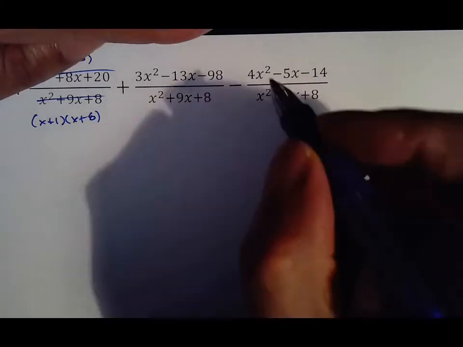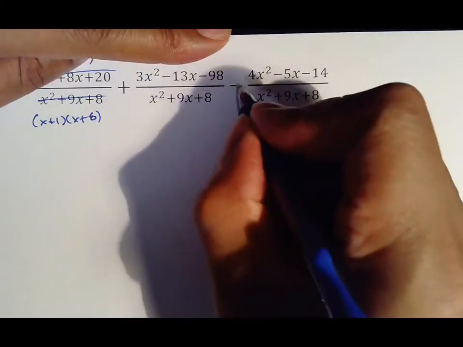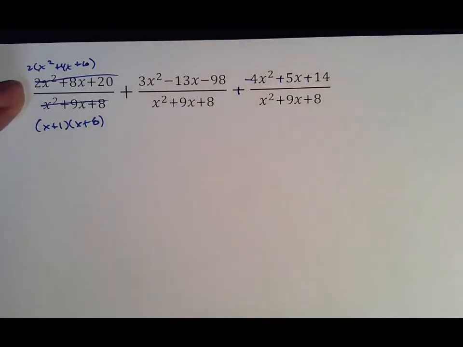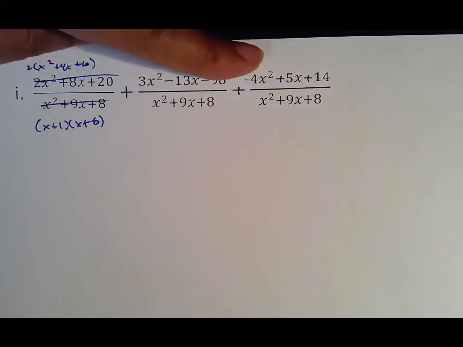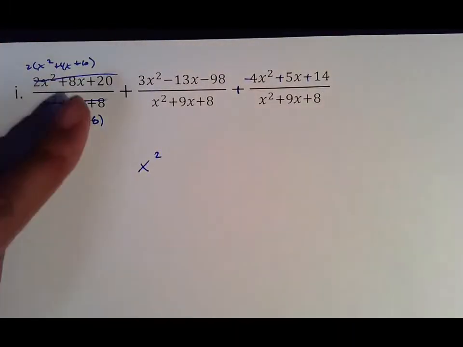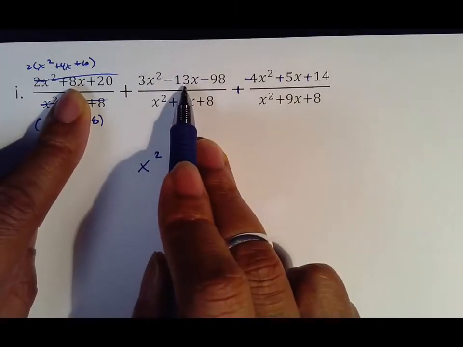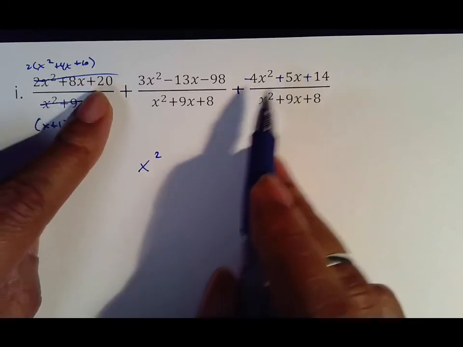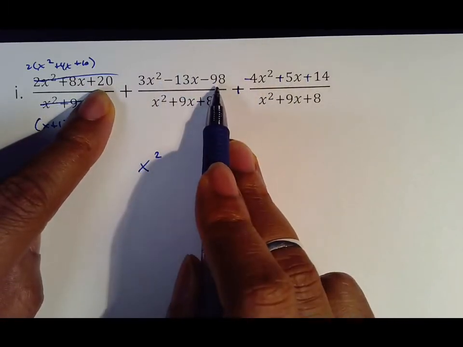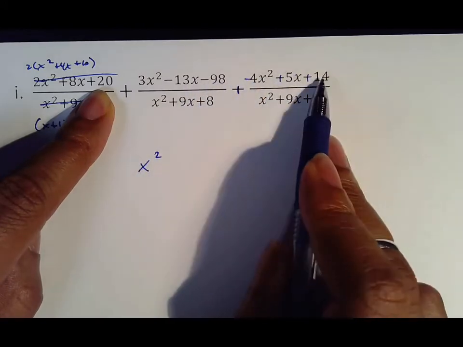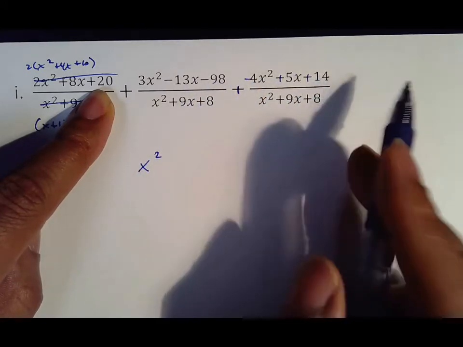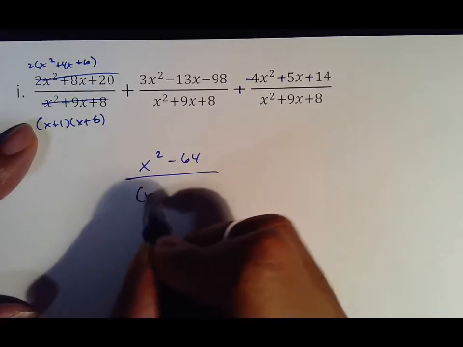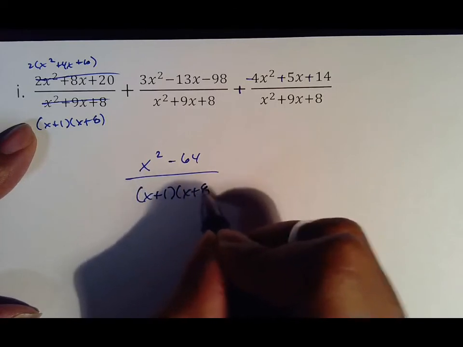So here's what's going to happen. I am going to distribute this negative to all three of these things. So switch, switch, switch, switch. And then I'm going to put it together. So 2x squared and 3x squared is 5, minus 4, which is just x squared. 8x minus 13x is negative 5x, plus 5x actually goes away, so that's 0. 20 minus 98 is negative 78, plus 14 I believe is negative 64. Oh, this is interesting. All over what I factored, which is here.